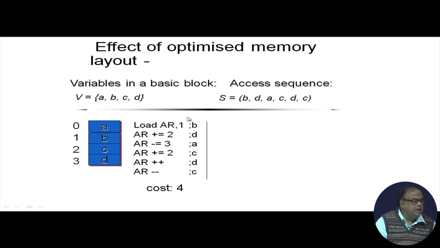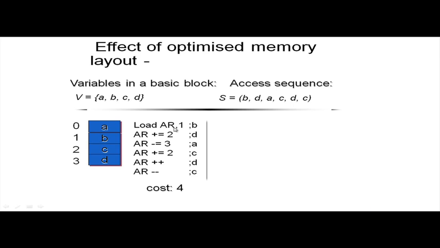Consequently, let us see what will happen to this address register. First, the address register will be loaded with 1, so that it comes to B. Then the next access is D, therefore, this will be plus 2. Then the next access is A, which will be minus 3. Look at this mouse pointer. From D I have to do minus 3.